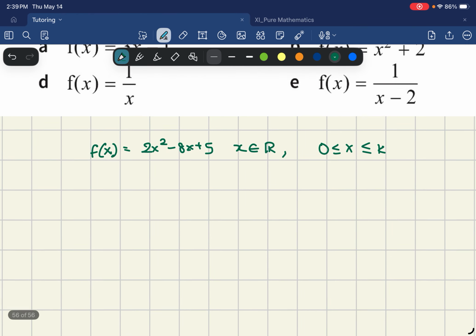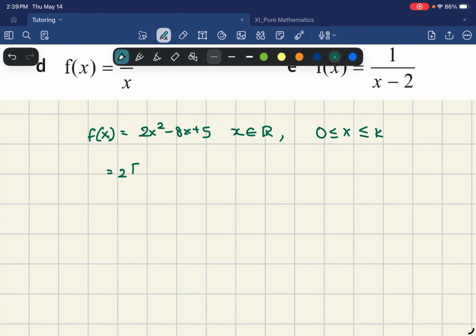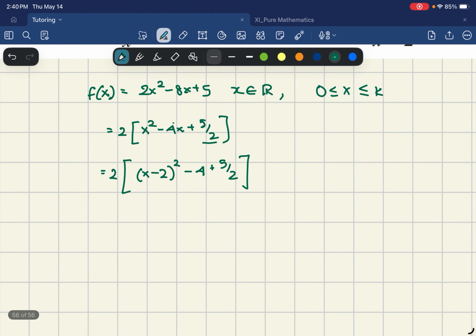All right. So now let's factor out the 2 first. Right? I have x² - 4x + 5/2. And now I can complete the square inside. So (x - 2)² will give me x² - 4x + 4. So I have plus 4. I want to take away that 4, and I want to add my 5/2 back. There is no plus 4 here. This square term will give us a plus 4, so we need to take that away, and we need to add our 5/2.